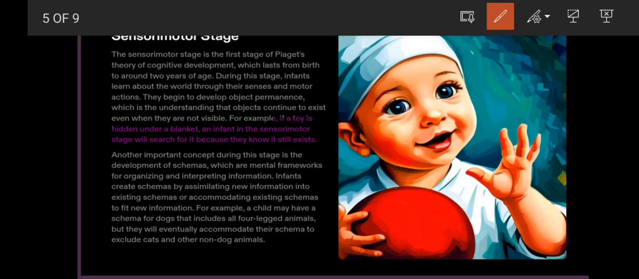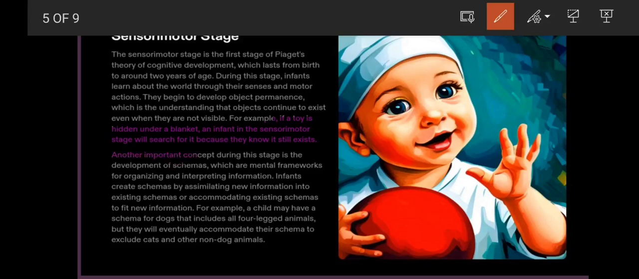Okay, but when object permanence is developed in the child, when you show the banana, the child knows the banana exists. When you hide the banana under the blanket, he will not think that magic has happened and the banana has disappeared. He will think, yes, the banana is there but it is hidden under the blanket. Okay, like this the child will think. So this is the sensorimotor stage.